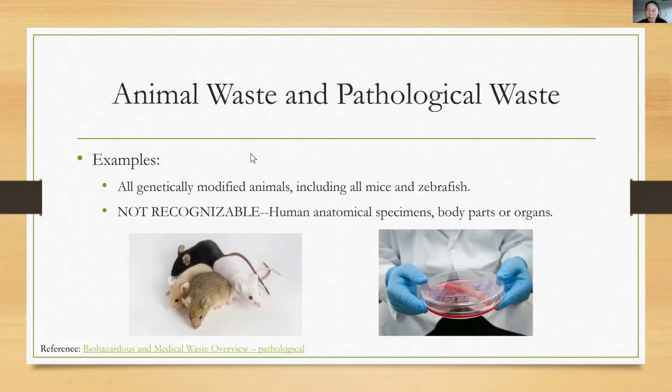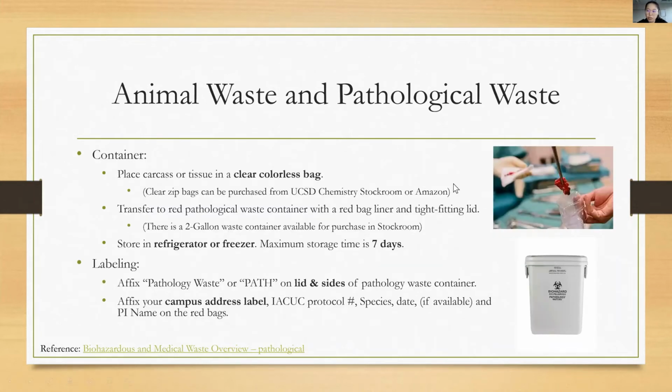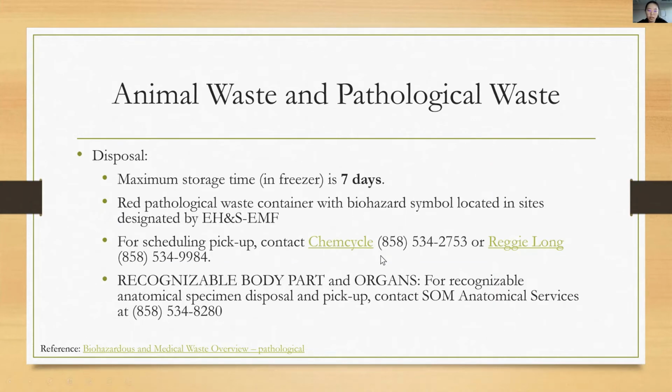And also the animal waste. I know we don't have a lot of experience with how to deal with animal waste and pathological waste. I just want to stress that it has to be placed into a clear colorless bag, and also into a secondary container like this one. It needs to be stored in the refrigerator or the freezer for no more than 7 days. For pickup, you can contact ChemCycle or Regulon. You can either email them or call them to schedule pickup.